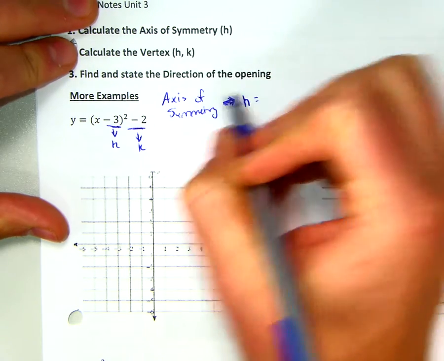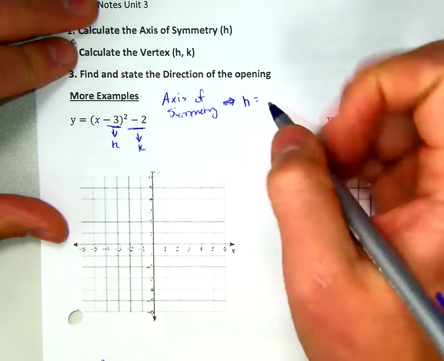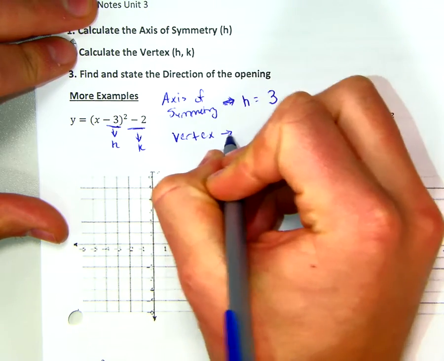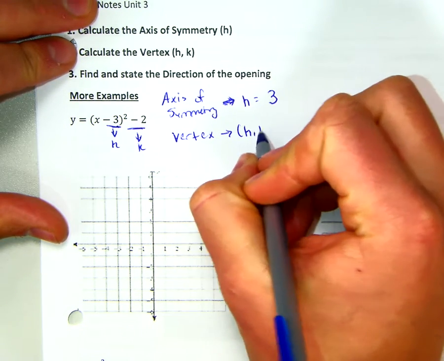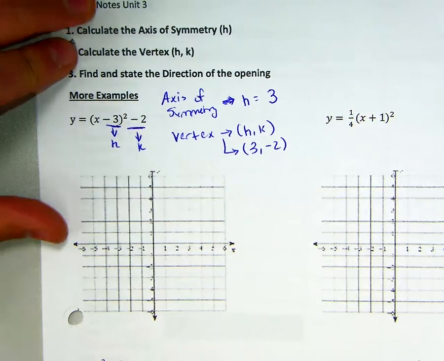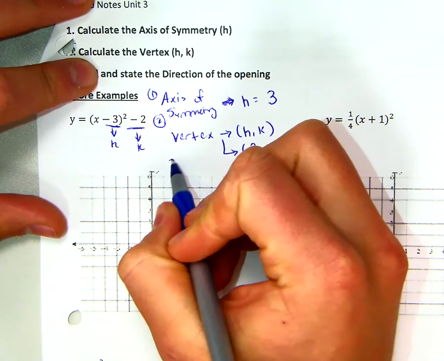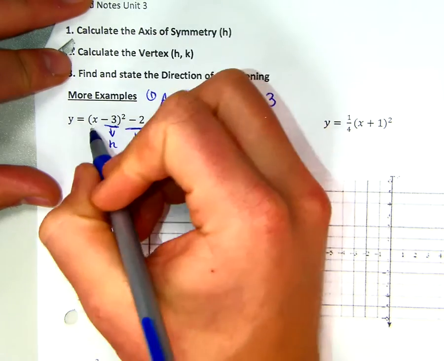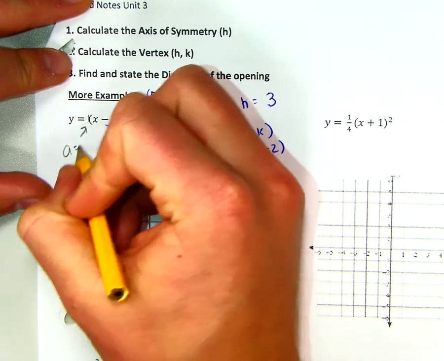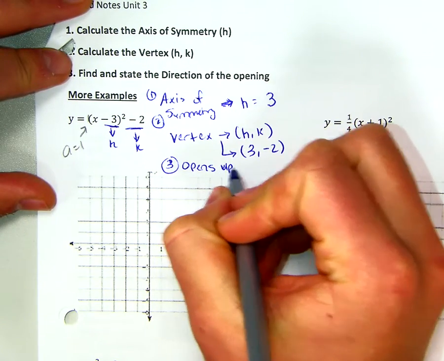So our axis of symmetry is just our h. Now this is where you have to make sure you flip it. You can't trust your h's, so it's not negative 3, it's positive 3. Our vertex is h comma k, so this is 3 comma, and the k's are okay to trust. There's 1, 2, 3. Is it opening up or down? Well, what is our a value? The a equals 1. The a is positive, so it opens up.